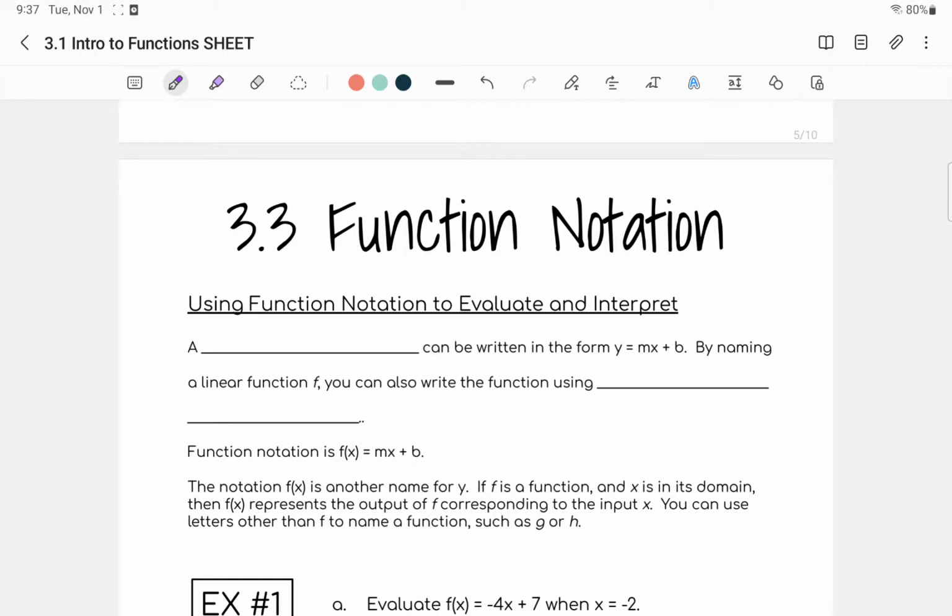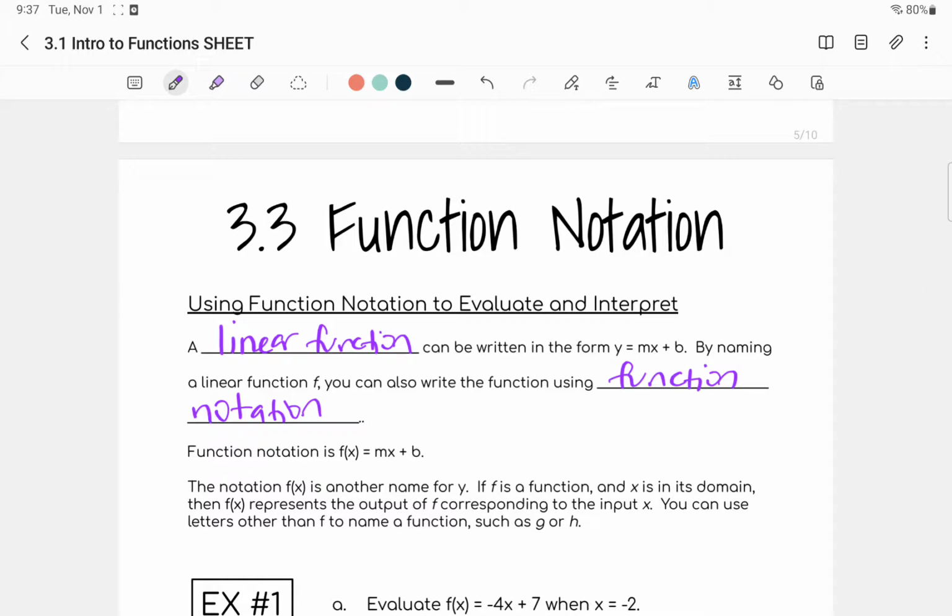So a linear function can be written in the form y equals mx plus b. By naming a linear function f, you can also write the function using function notation. Function notation is f of x equals mx plus b, or we could say function of x.